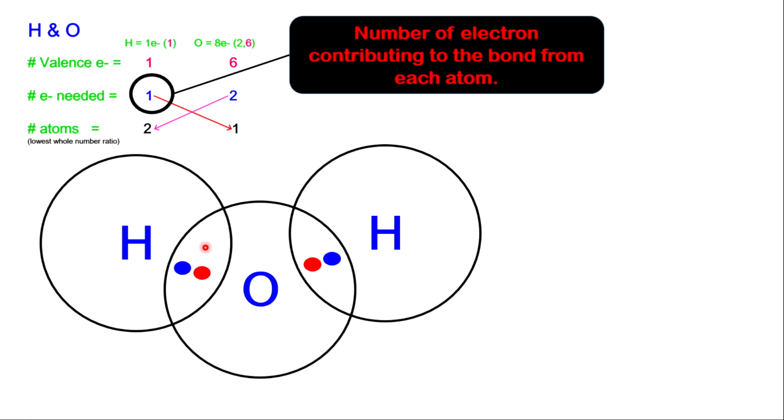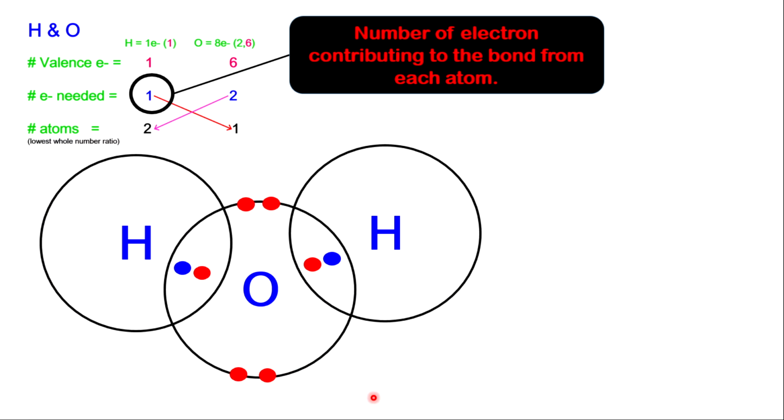Now that we have established these, the next step is to put on the remaining valence electrons. Let's start with oxygen. Oxygen gave up 2 valence electrons from its 6, so the remaining valence electrons will be 4.